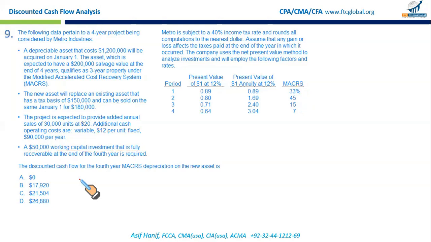It further says the tax rate applicable is 40%. Metro is subject to a 40% income tax rate and rounds all computations to the nearest dollar. Assume that any gain or loss affects the taxes paid at the end of the year. Any gain or loss on any transaction, the tax associated with that gain or loss will affect the end of year cash flows, not at the date of transaction. That's a very important point.